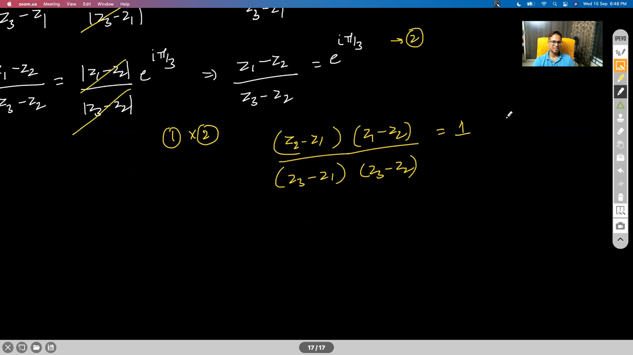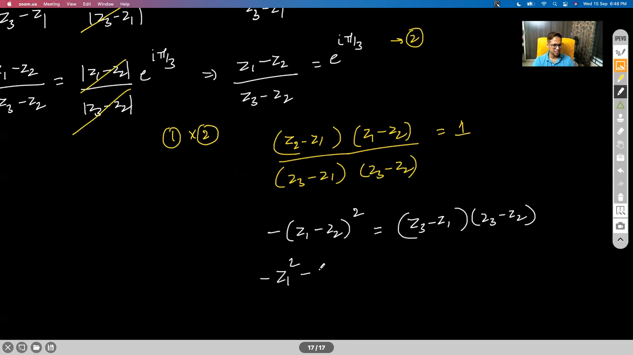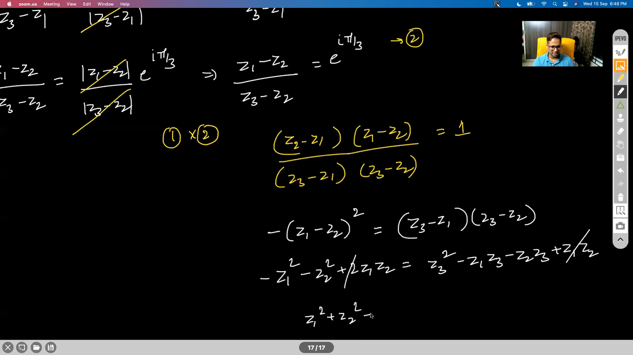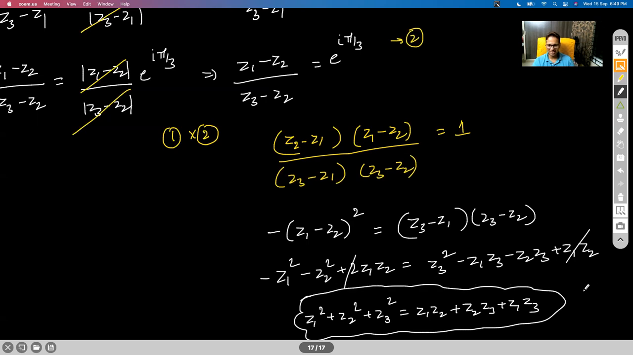Okay. So can I write this as now? Let's take the denominator to the other side. See, numerators here will be z1 minus z2 whole square with a minus sign. Denominator, if I multiply, let's see what happens. So this will become minus z1 square minus z2 square plus 2z1 z2. This will become z3 square. This will become minus z1 z3 minus z2 z3 plus z1 z2. One of the z1 z2s will get cancelled off. Send the square terms to the other side and send the product of 2 to the reverse side. There you go. Proved. Okay.